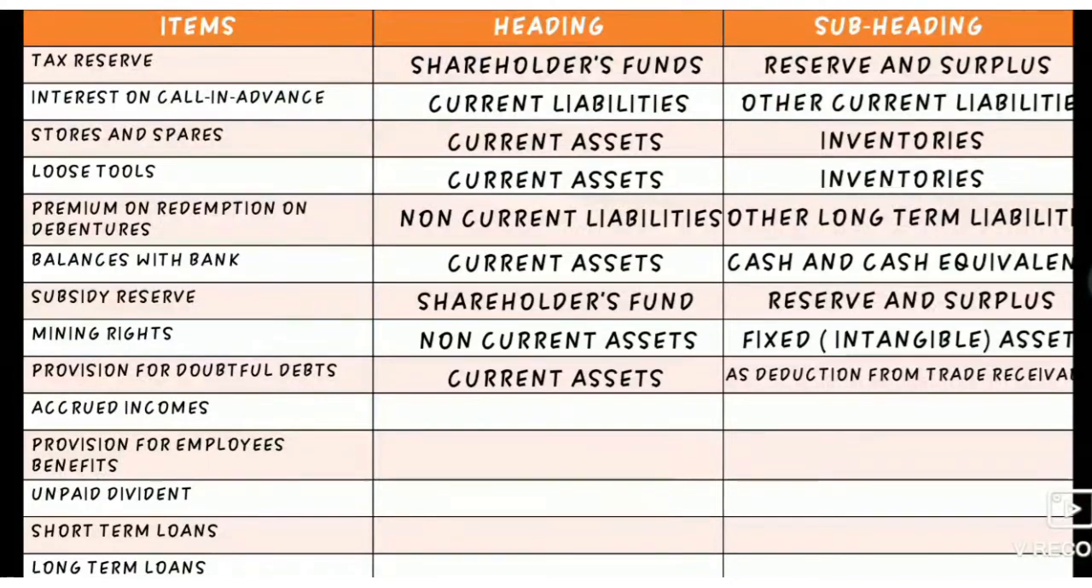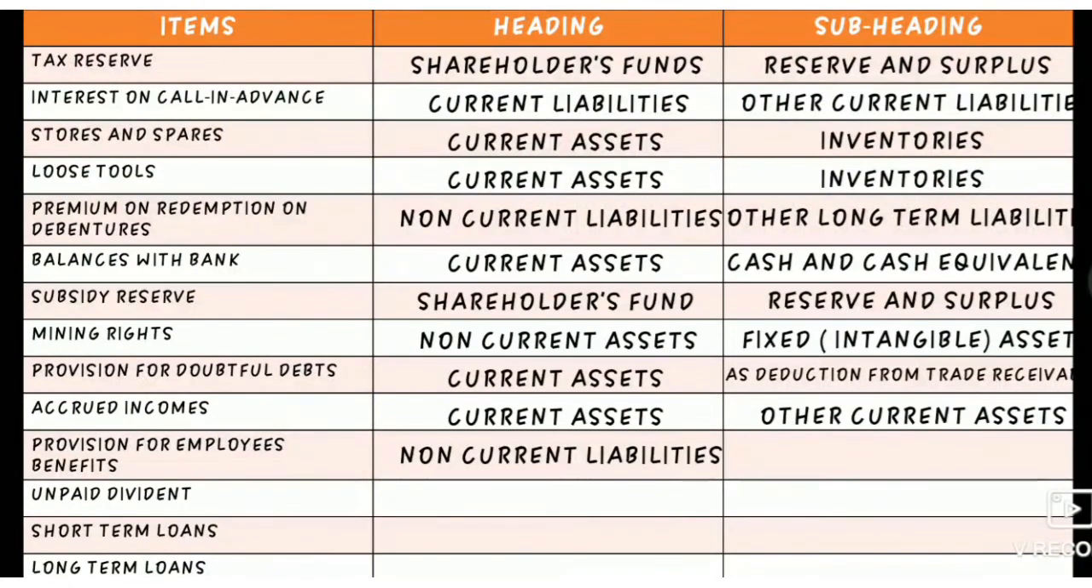Next, accrued income. Accrued income is your asset, and it is for less than 12 months. So it will come under heading current assets, and subheading will be other current assets. Provision for employees benefit. You are making provision for employees benefit, and these kinds of provisions are for more than 12 months, and it comes under liability. So it will be non-current liability, and the subheading will be long-term provision because it is for more than 12 months.